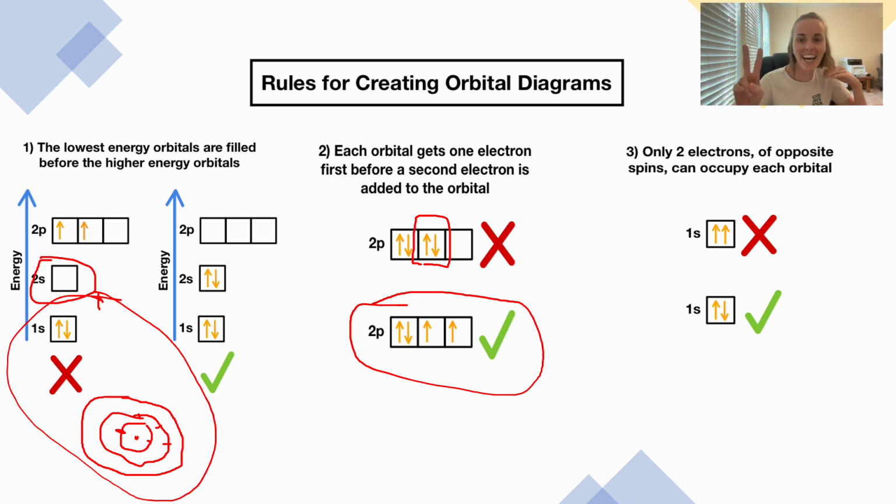Whoa. So weird. I don't know why there's balloons. I'm guessing the PowerPoint is just as excited as I am about the fact that you can only have two electrons in your orbital.